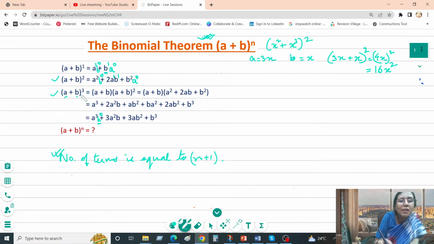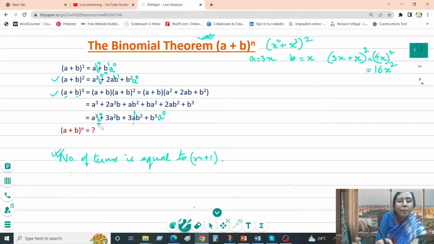What about this? a plus b whole raised to the power of 3. Again, in the first term a is getting raised to the power of 3, and b is starting with the power of 0. And the a's powers are going on decreasing in steps of 1, and the b's power is going on increasing in steps of 1. So for the second term, a is having a power of 3 minus 1, which is 2. And for the third term, it is 2 minus 1, which is 1. For the fourth term, it is 1 minus 1, which is 0.